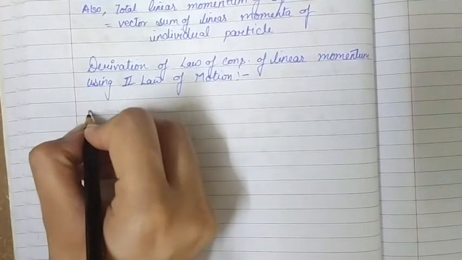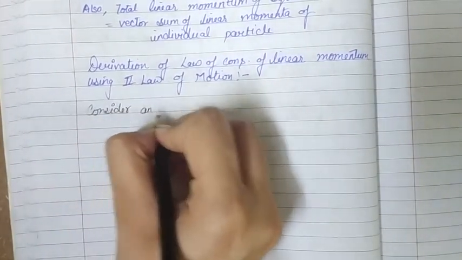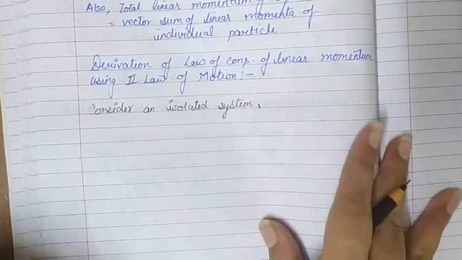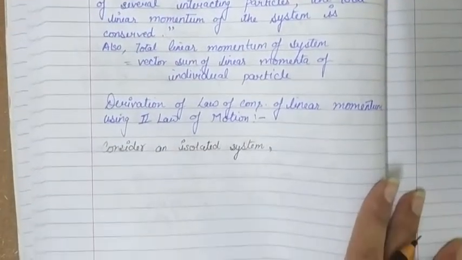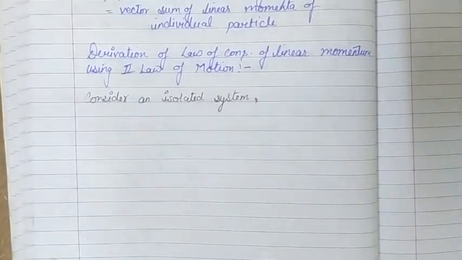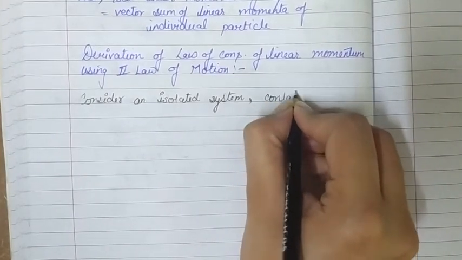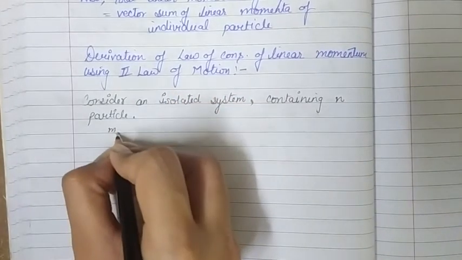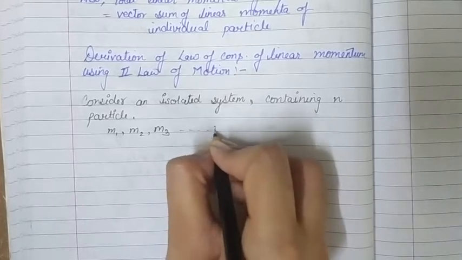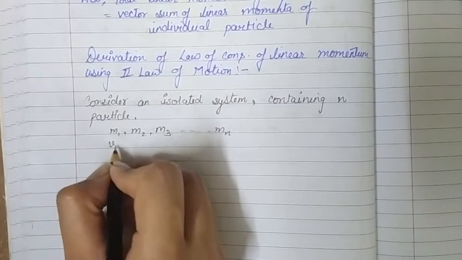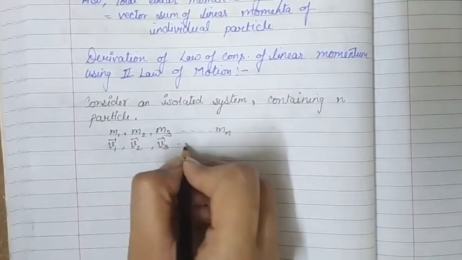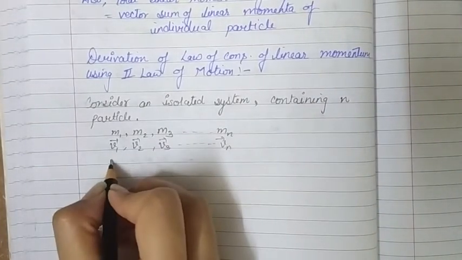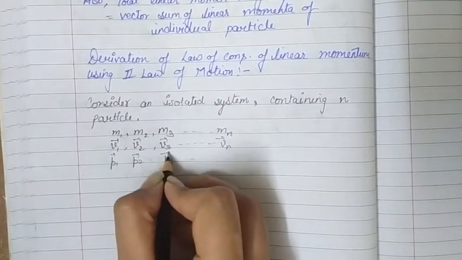For this we are going to consider an isolated system. The reason for choosing an isolated system is that this law of conservation is only valid if there is no external force. The condition is mentioned here: when there is no external force. So the system that we are taking should be isolated. We consider an isolated system containing n number of particles. Suppose the masses of these particles are m1, m2, m3 up to mn, and they are moving with velocities v1 vector, v2 vector, v3 vector up to vn vector respectively, and we represent their individual momenta by p1 vector, p2 vector, p3 vector up to pn vector.